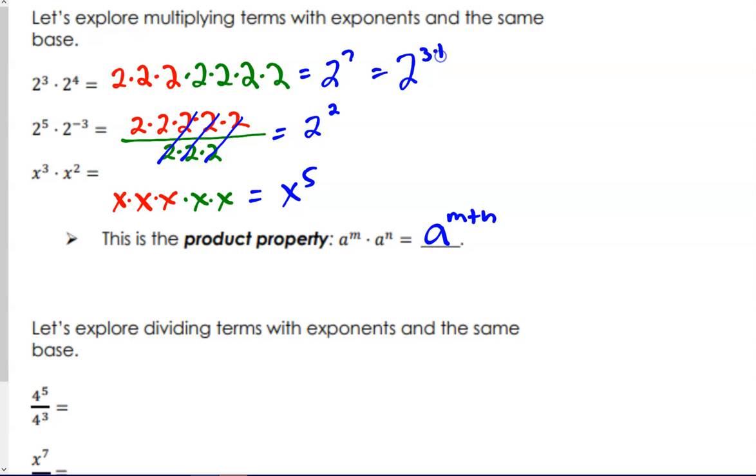So that would be the same if I added 3 and 4. This is the same if I do 5 plus negative 3. That does equal positive 2. Here, this is 3 plus 2. So instead of doing the red and the green, I can use my property to go from my beginning expression to our blue simplified expression by adding our exponents together.